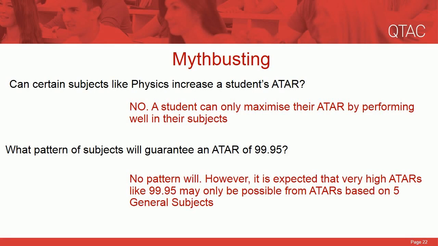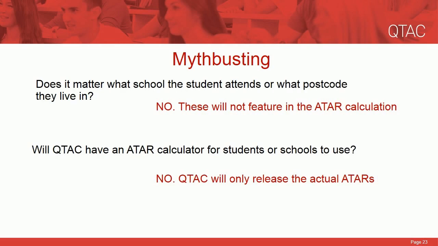Is there a pattern of subjects that will guarantee the top ATAR? No, however, we do know that historically, the very high ATAR results like 99.95 are usually only possible from 5 general subjects, not VET or applied subjects. Does it matter where a student lives or what school they attend? No, this won't feature in the ATAR calculation. It will be used, if relevant, to allocate university bonus points.